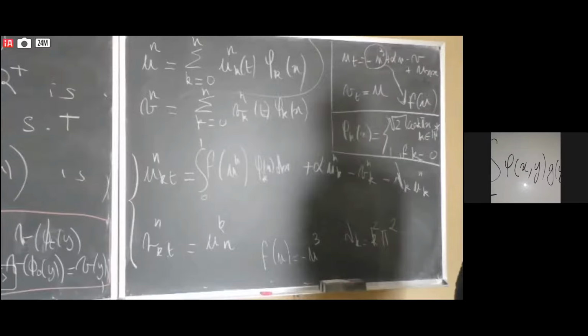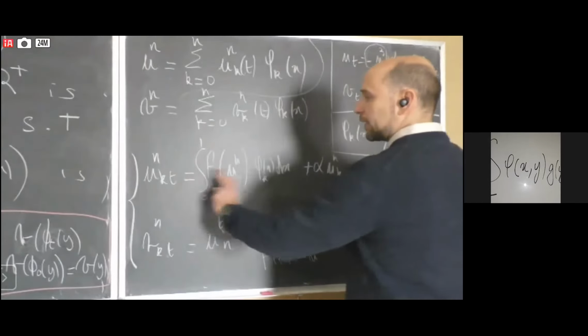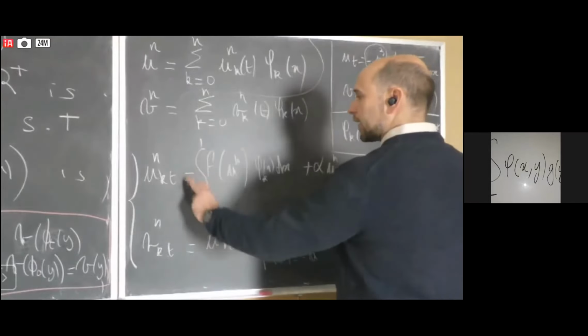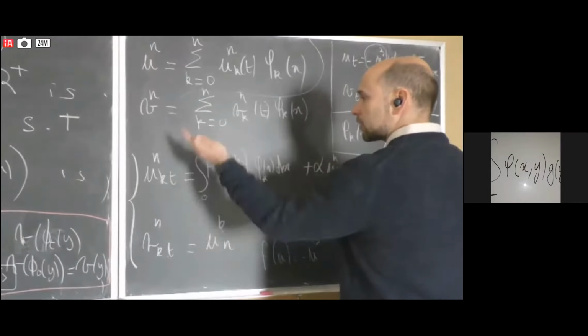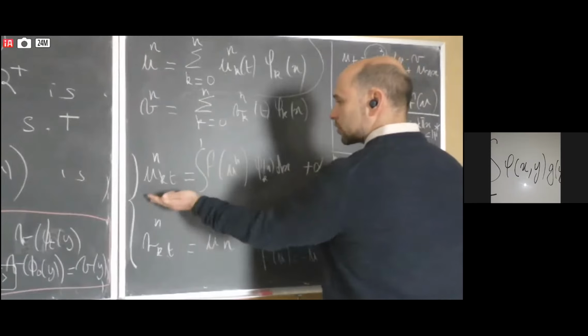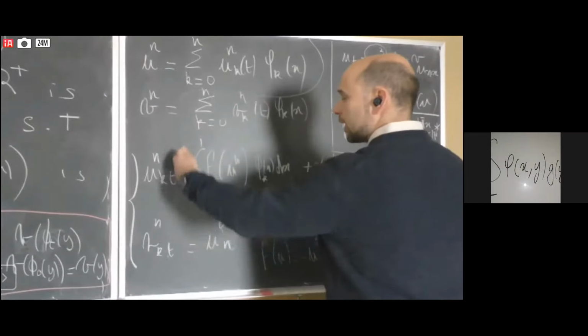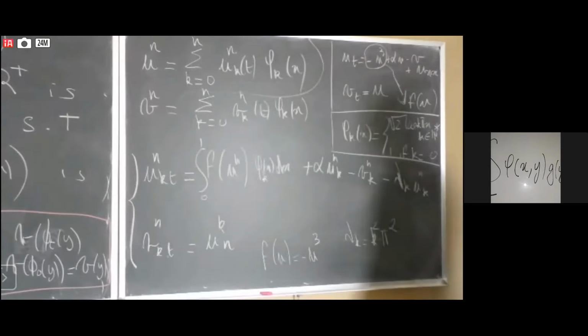I repeat, you multiply each side of the equation by phi k. So phi k depends on space. And you take the sum. You sum up all the equations between 0 and n. What do you find?